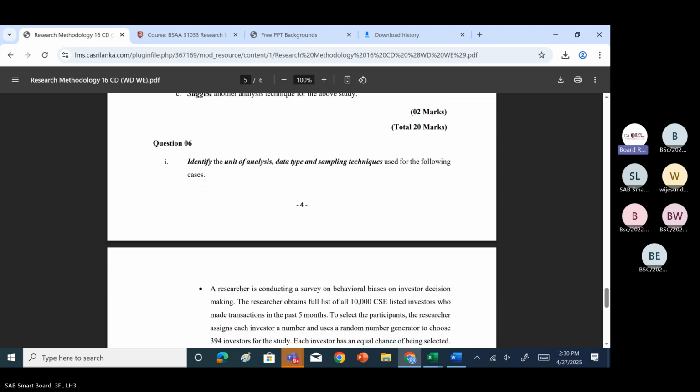Question number 6 is from sampling, data collection methods, and then some part of the research methodology as well. Sampling, data collection, research methodologies. That means data strategies and writings.